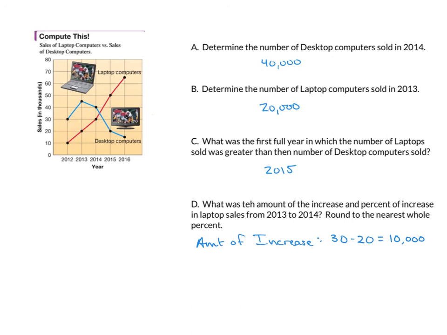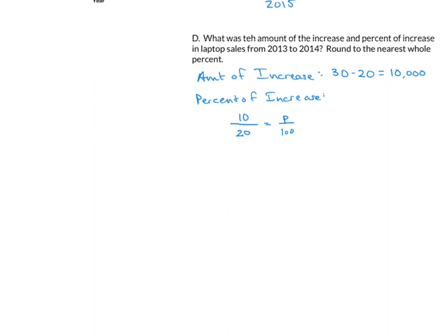To calculate the percent of increase, I'm going to use my percent proportion. I'm going to put my amount of the increase over the original amount, which was 20. If we cross multiply, we get 20p equals 1,000. And if we divide by 20, we get p equals 50%.